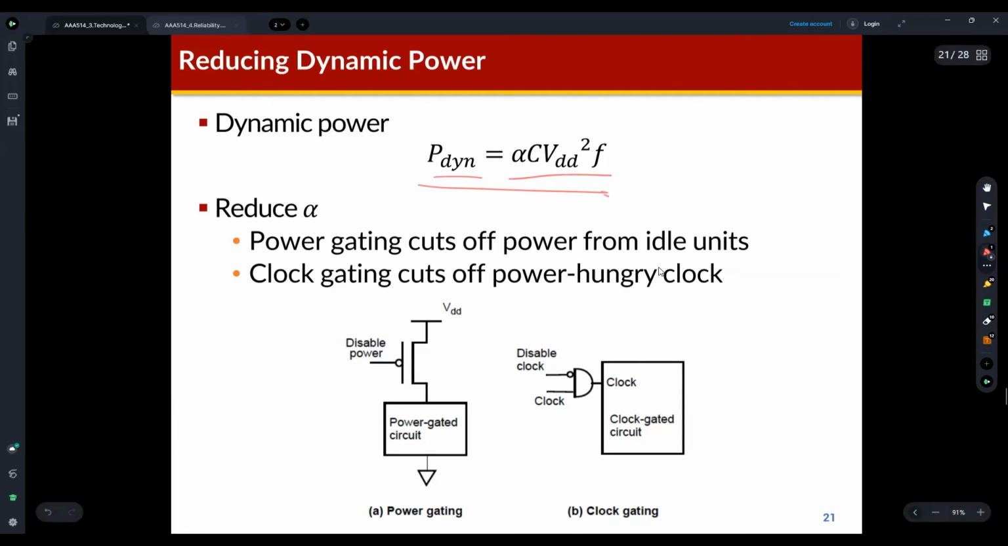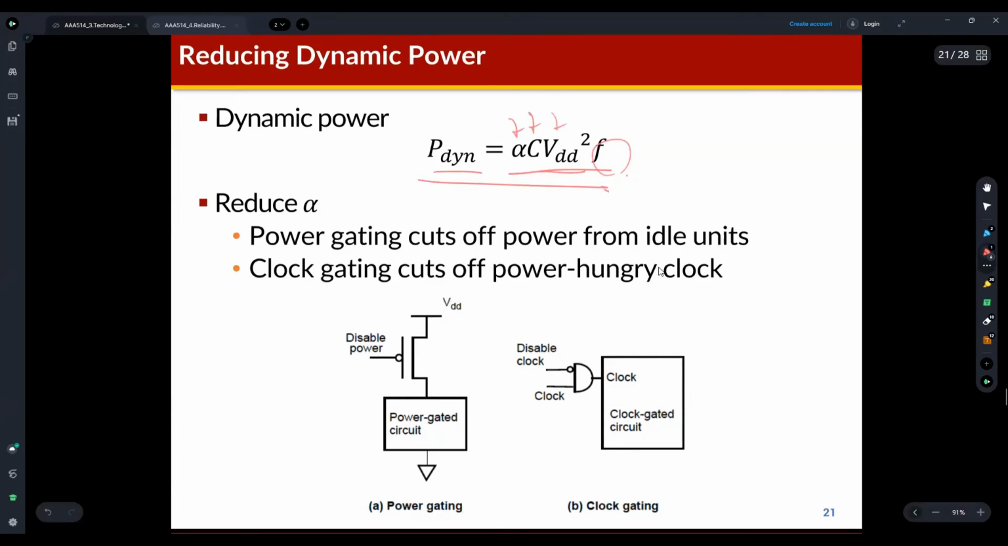By the equation, we can reduce this activity factor alpha, or we can reduce the C, or the VDD, or F, the clock frequency. Okay, there are many factors here. Then let's focus on each factor. How can you reduce alpha? Alpha is the activity factor. How can you reduce alpha?